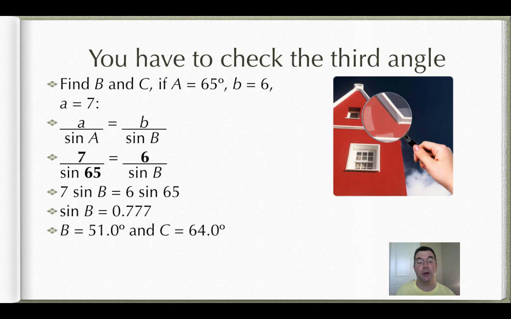That means that either B is 51 degrees, and then figuring out C the way I did before, C is 64 degrees, or B is 129 degrees and C is negative 14 degrees. That's why you need to check the third angle. That third angle can't be negative. So if you look at my two possible solutions there, that second one doesn't make any sense because C can't equal negative 14 degrees. So that's the ambiguous case. It only shows up in the sine rule.